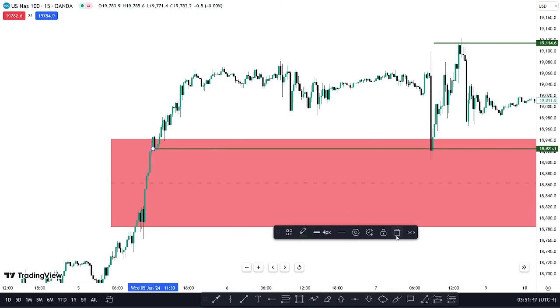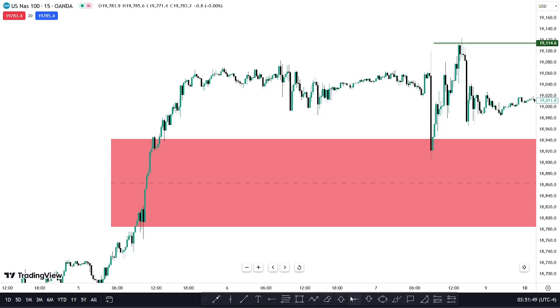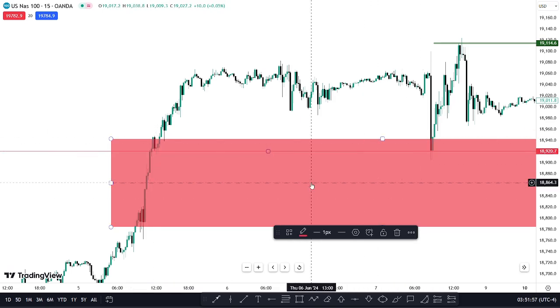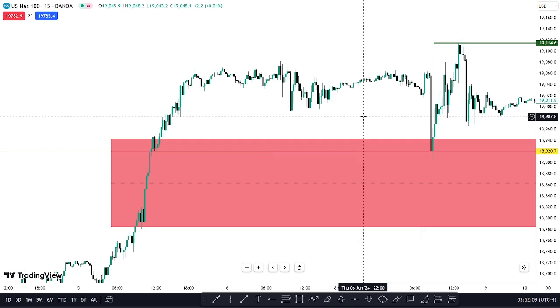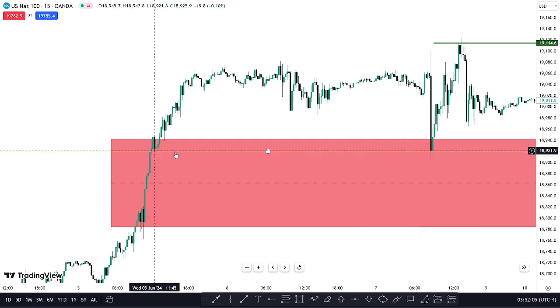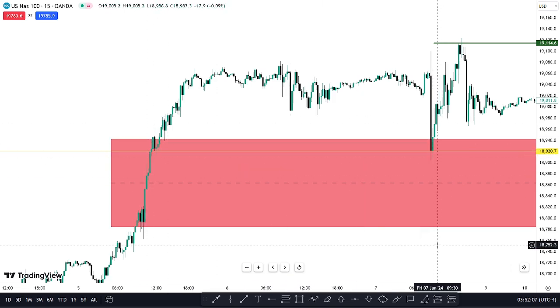Let me delete this one. Let me just do this. Look at this order block being respected. Let me change the color to some visible color right there. Okay, you can see this order block right here. Look at the close. This is being respected, guys.